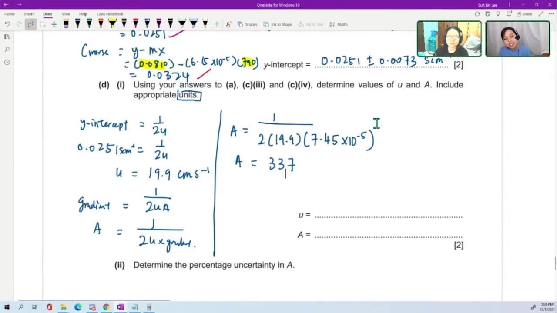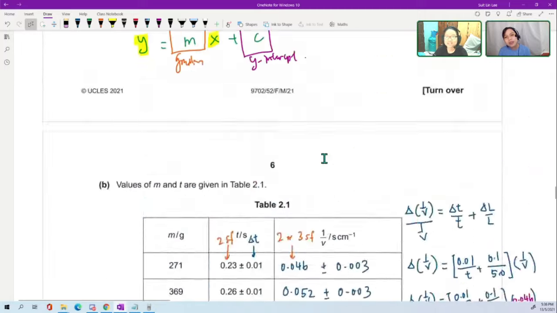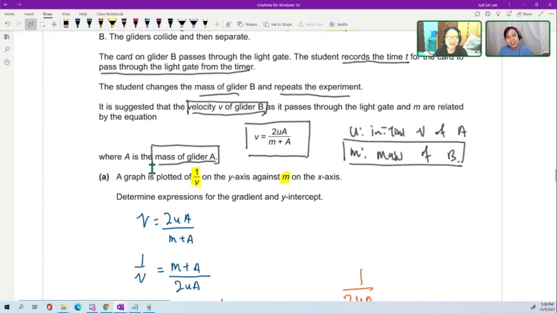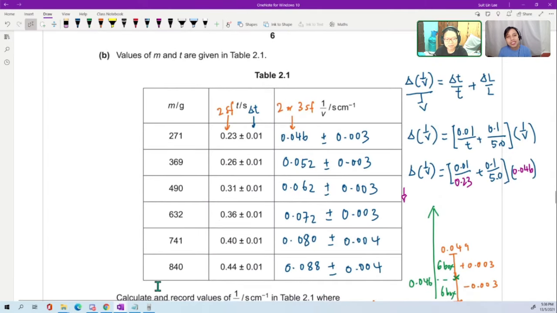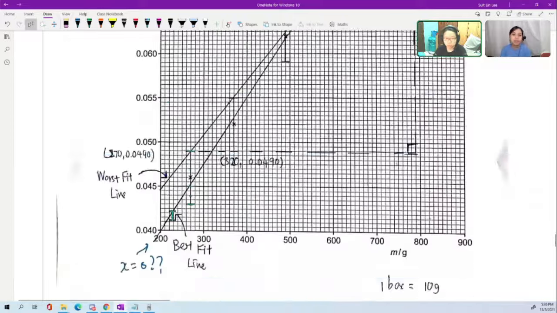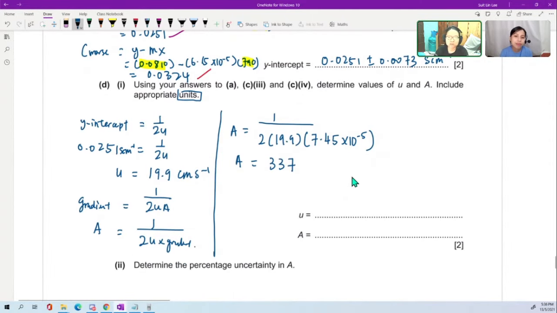What is A? We can do the painful process again, or we can just ask what A is. It's the mass of the glider. Kg? Grams, miss. See, how did we measure mass in this experiment? All in grams. Did we convert grams to kg at any point in our calculation? No. So it's grams. If not, you can repeat the whole process again.